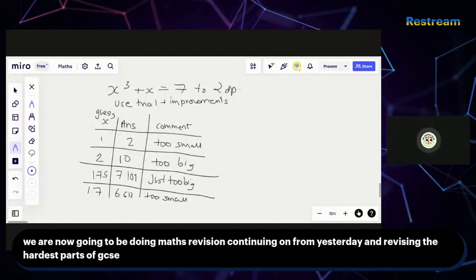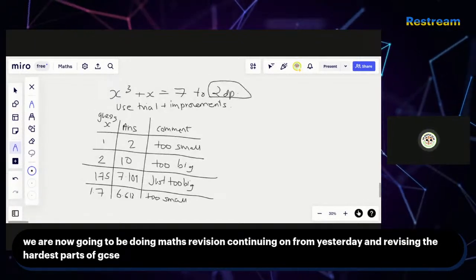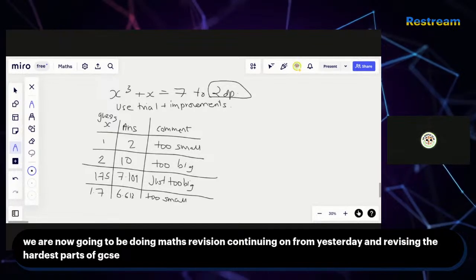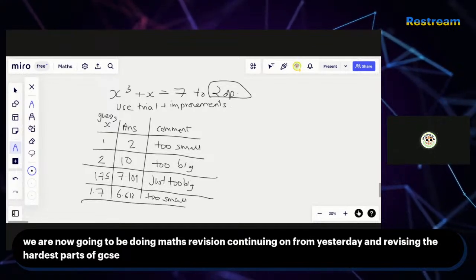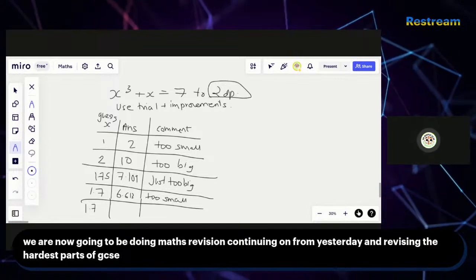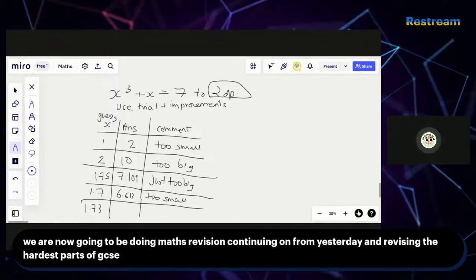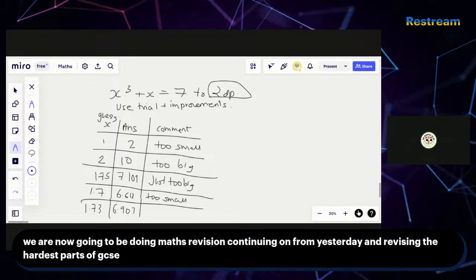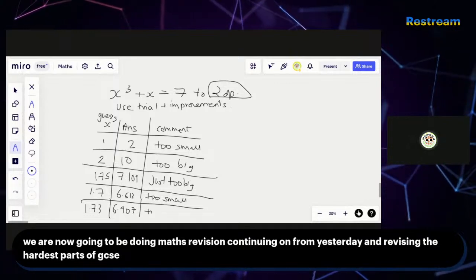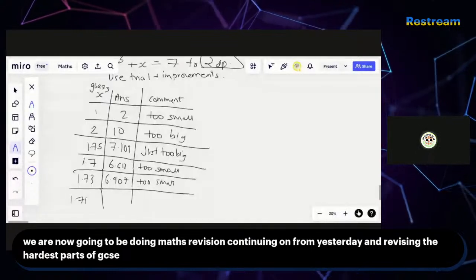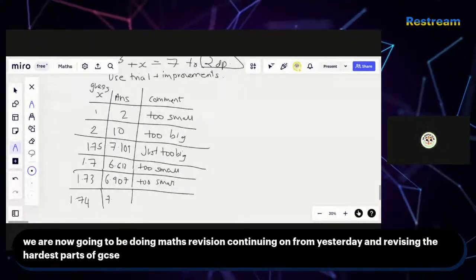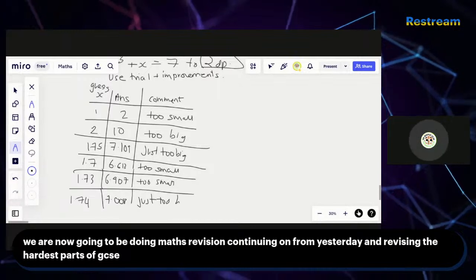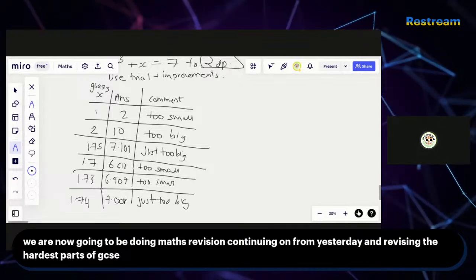But remember, we have to give the answer to 2 decimal places. So let's guess 1.73. Guess one more time, 1.73, and we get 6.907, which is too small. So if we guess 1.74, we get 7.008. So now we know that the number is in between 1.73 and 1.74.